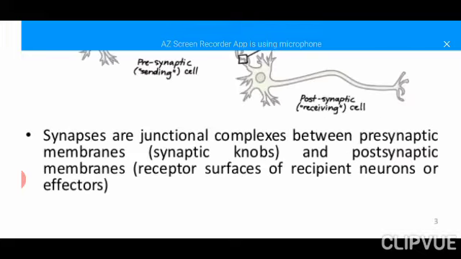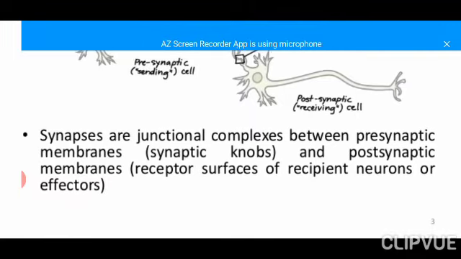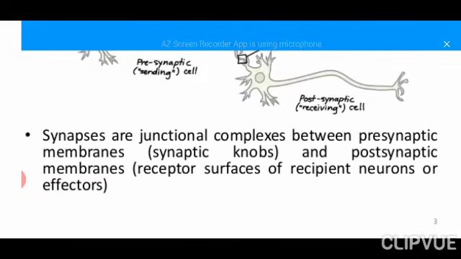Note that a synapse is actually a junctional complex between the presynaptic membrane, which is the synaptic knob, and the postsynaptic membrane, which is the receptor surface for the incoming information. If you are not going to remember anything about what a synapse is, remember that it is the point where action potential moves from one neuron to the other. You must note that that point is called a synapse.